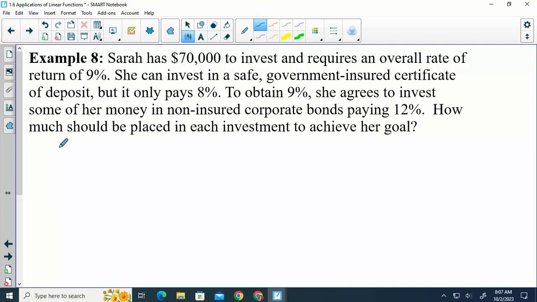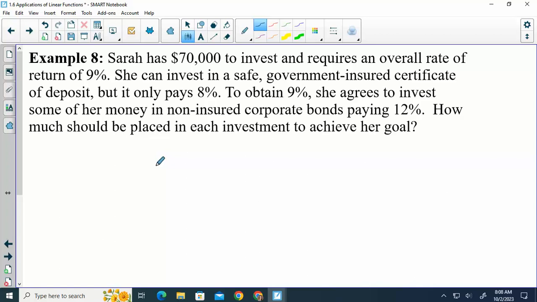So let's look at an example. Sarah has $70,000 to invest and requires an overall rate of return of 9%. She can invest in a safe government insured certificate of deposit, but it only pays 8%. To obtain 9%, she agrees to invest some of her money in non-insured corporate bonds paying 12%. How much should be placed in each investment to achieve her goal?